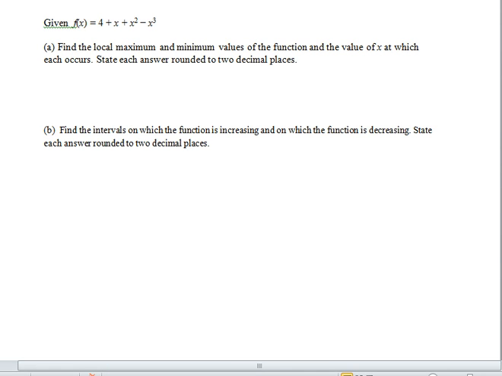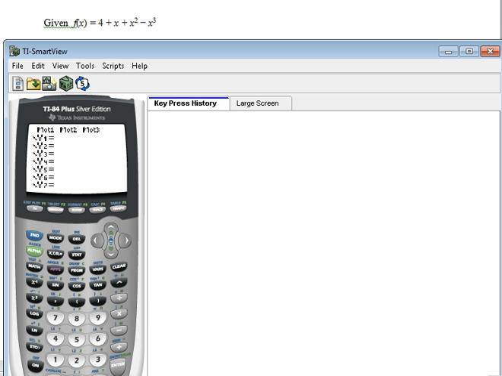Here we're given f of x equals 4 plus x squared minus x cubed. And we're to find the local maximum and minimum values for the function and the value of x at which each occurs. We're also to find the intervals on which the function is increasing and in which it is decreasing. We're going to use the graphing calculator.